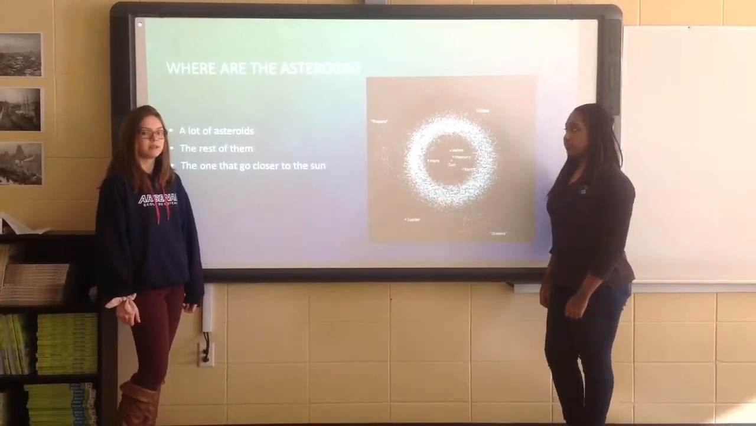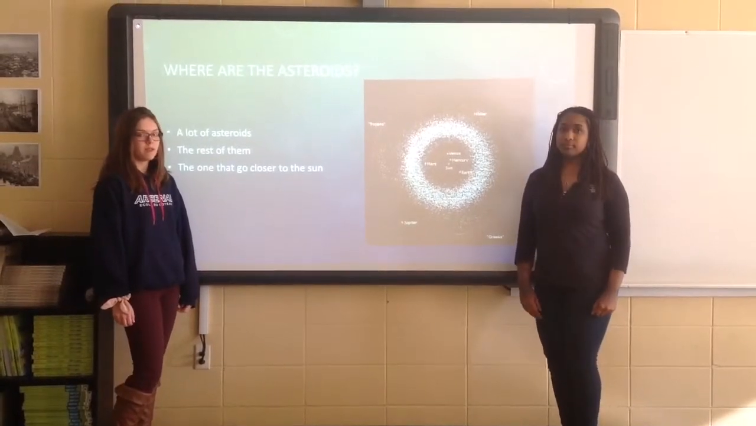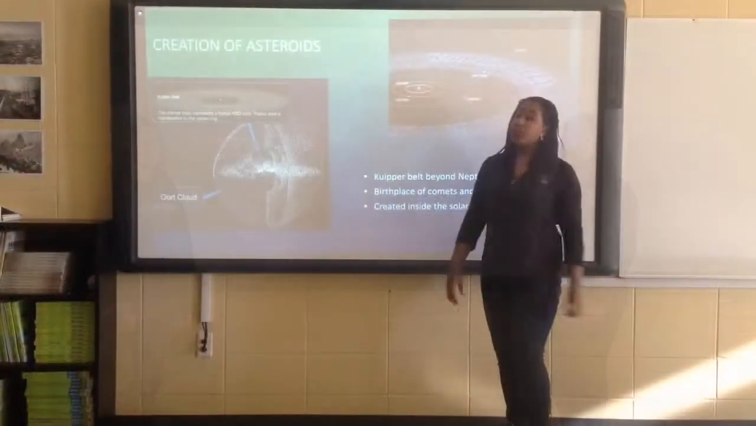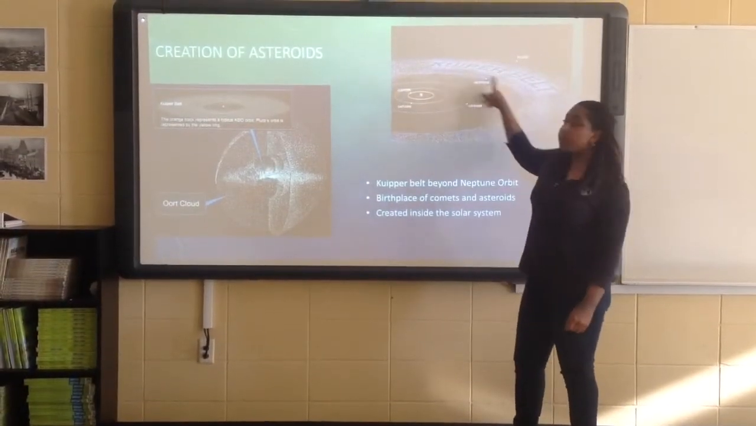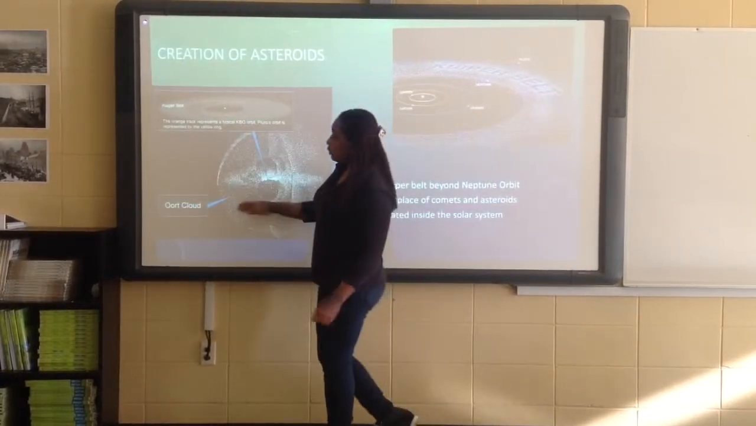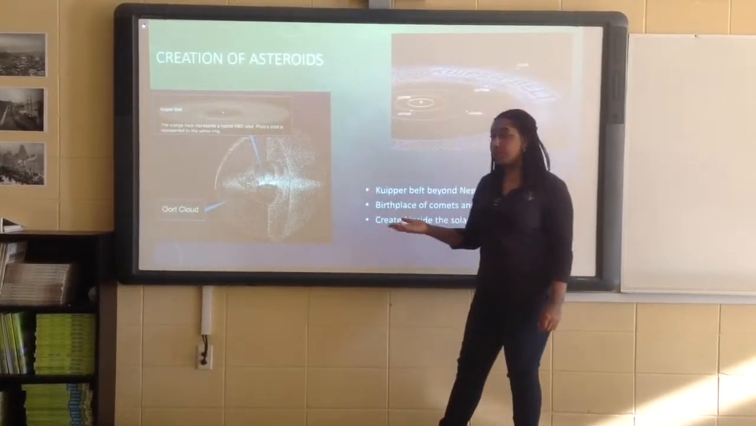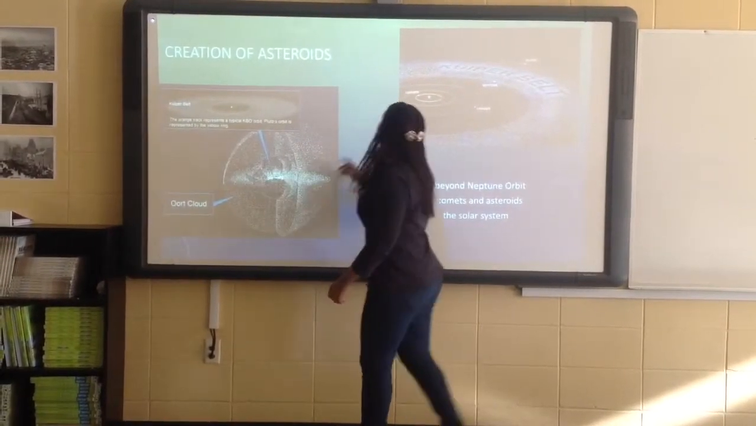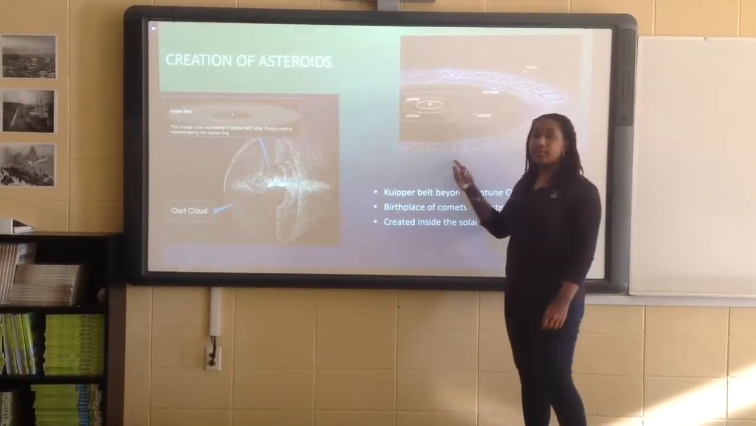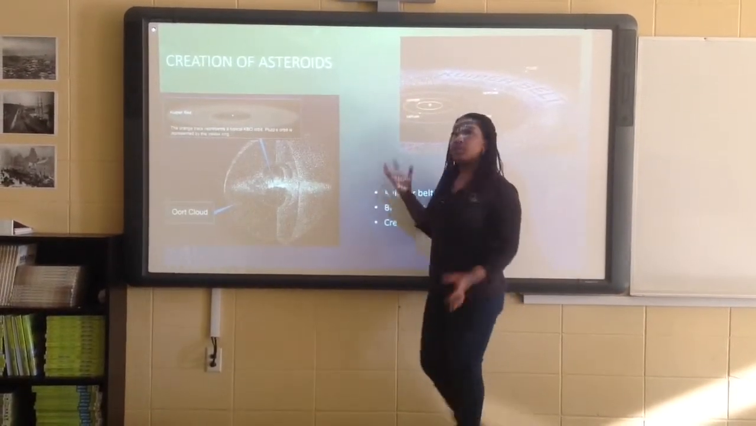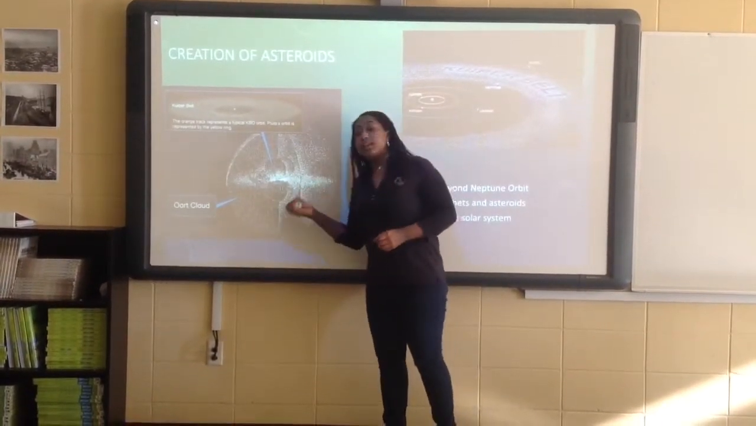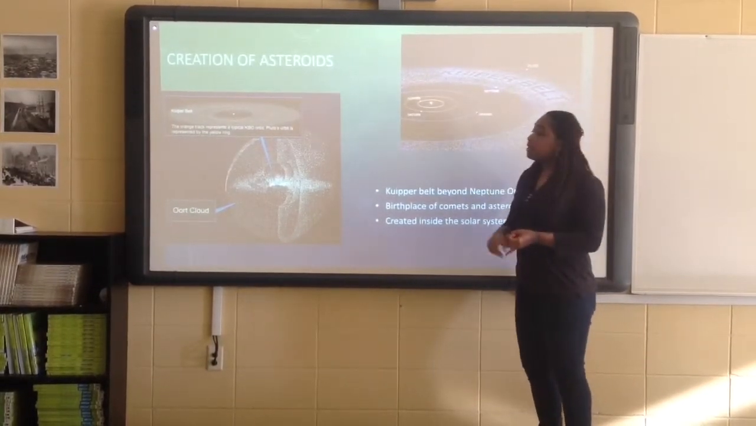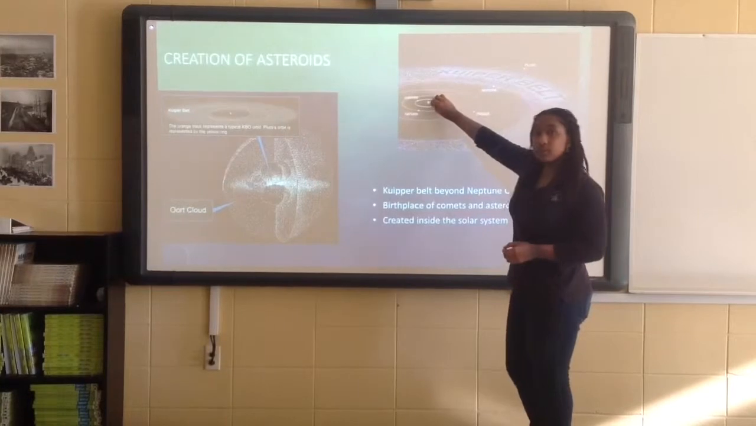The rest of them create the asteroid belt between Mars and Jupiter. Only the biggest ones may drift from the asteroid belt toward the Sun. Further, we have the Kuiper belt, beyond Neptune's orbit, and inside the Oort cloud, the birthplace of comets and asteroids. Before, scientists thought that asteroids and comets were created outside the solar system, but certain elements they found in them could only have been created at high temperature.